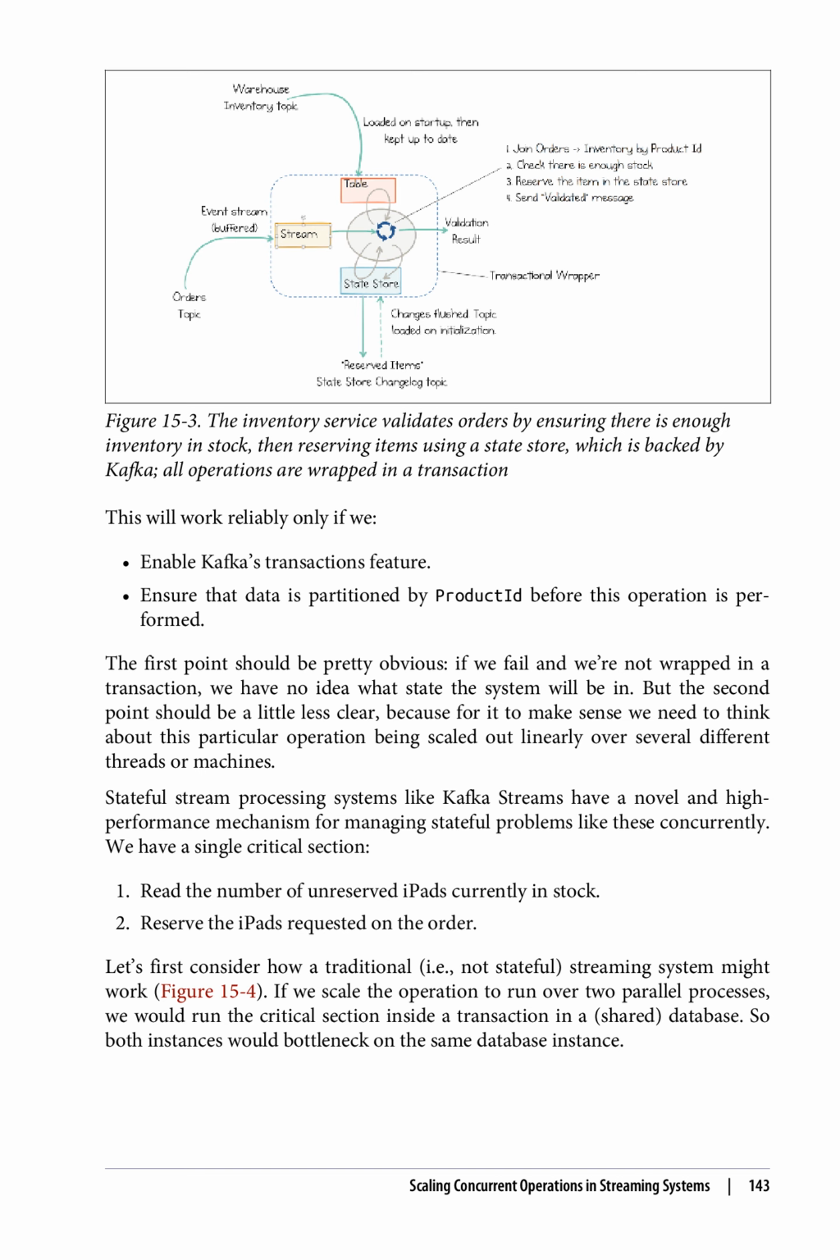We have a single critical section. 1. Read the number of unreserved iPads currently in stock. 2. Reserve the iPads requested on the order. Let's first consider how a traditional, i.e., not stateful, streaming system might work. Figure 15.4. If we scale the operation to run over two parallel processes, we would run the critical section inside a transaction in a shared database. So both instances would bottleneck on the same database instance.